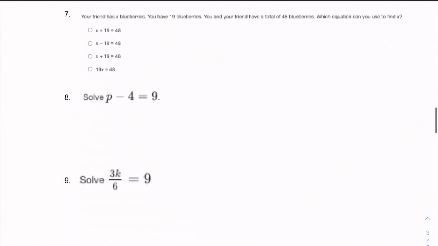Moving on, number 7. Your friend has x blueberries. You have 19 blueberries. You and your friend have a total of 48 blueberries. Which equation can you use to find x? Okay, so the word here is total. So the word total tells me that I'm adding. So your friend has x. I have 19. And we're trying to find the total, which is going to be adding. Then it tells us that when we add, we get 48. So we're going to be looking for some equation where I put the two numbers together, x and 19, and it makes 48. So that's this one here.